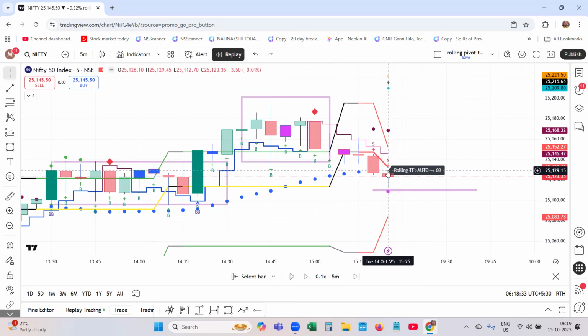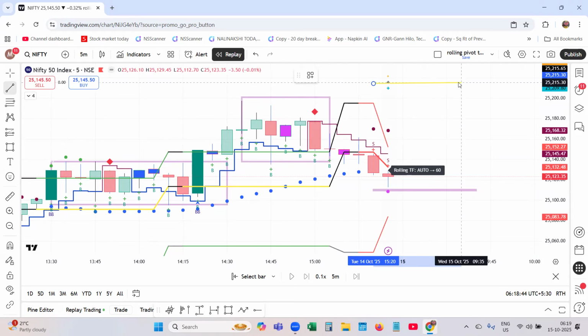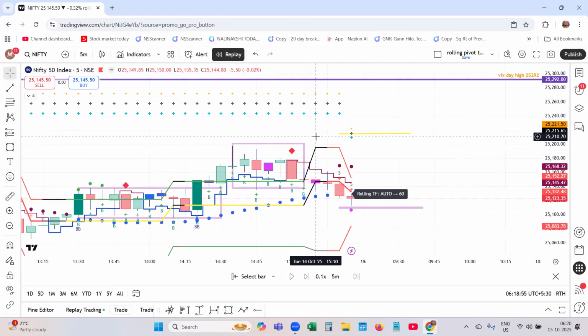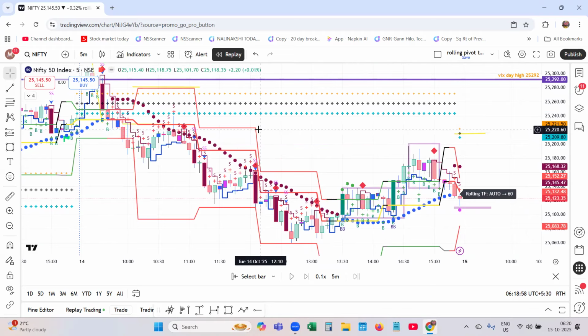Even though it will be a trap, suppose it gaps up. This area, 25,215 to 25,209, will act as resistance. If it is a gap up, then it will be a trap in the region of the sellers' area. Selling has taken place from this area. See over here, in the first hour, 11 a.m., the sellers have dominated.